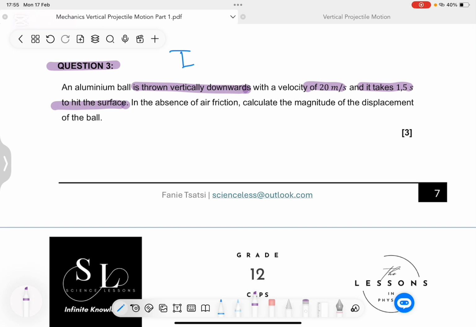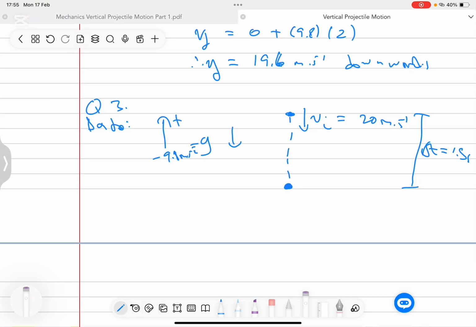The other thing they say is, in the absence of air friction, calculate the magnitude of the displacement of the ball. Now all this information tells me that we are dealing with vertical projectile motion, because if you look at my diagram, I have an object that moves vertically downwards. There is no air resistance. That means it is in free fall, and all this information links very well with vertical projectile motion.